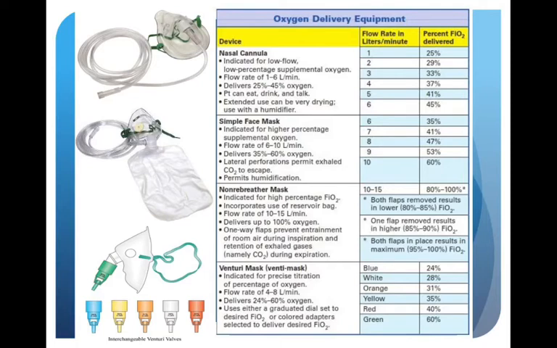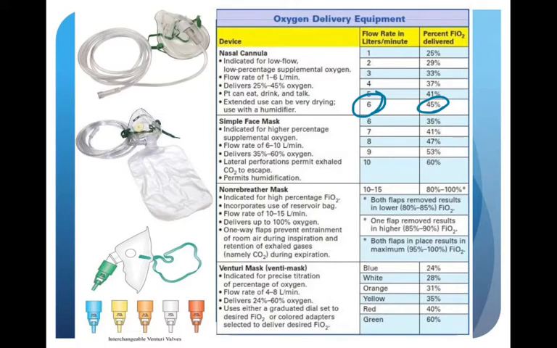That does not mean that you can't turn up the oxygen on the wall to 12 liters per minute. You certainly can. You can blast 12 liters per minute through a nasal cannula, but it tops out in its delivery at 45%. So even if you're blowing 12 liters a minute into their nose, you're not going to deliver more than 45% oxygen. That's where the nasal cannula tops out.